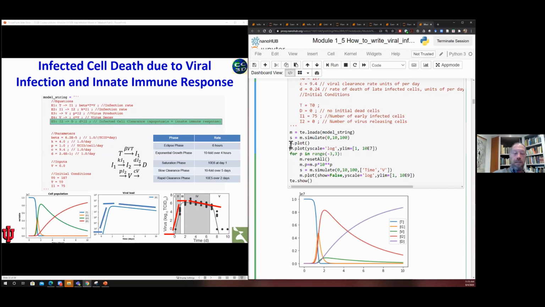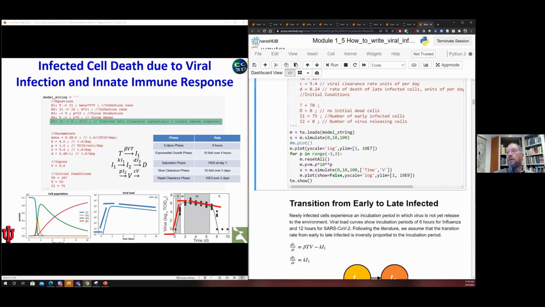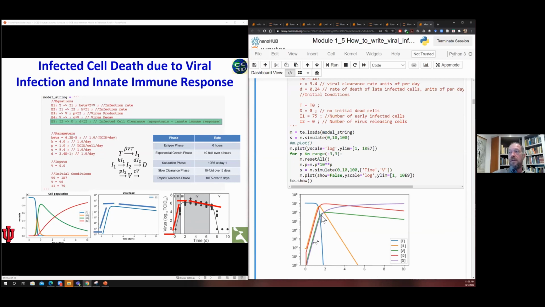Log scale. I see this rapid increase in the viral load followed by the slow decay. So now I've got region 1, eclipse, region 2, rapid exponential growth, region 3, saturation, and region 4, slow exponential decay. And those all agree within a factor of 2 with what we see in the experiment. So just pulling the parameters out of the air, essentially, we got the right results.